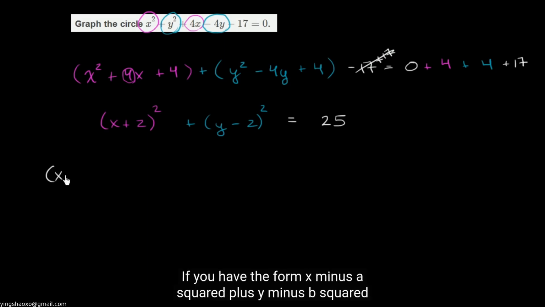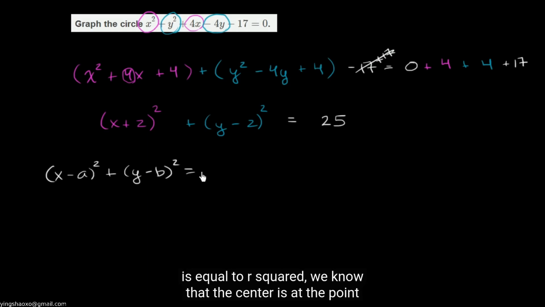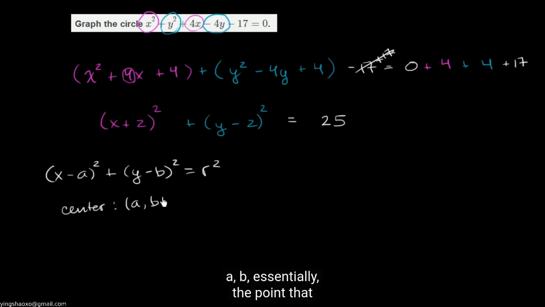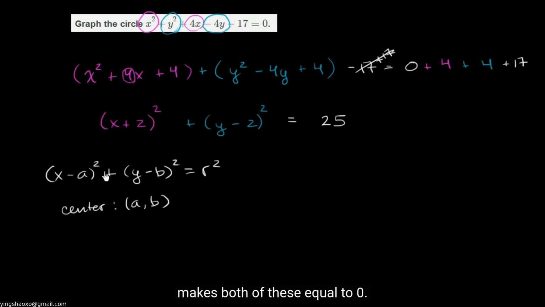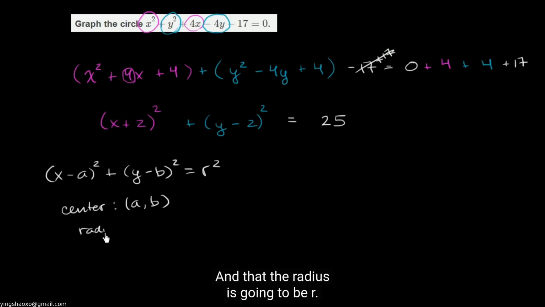If you have the form (x minus a) squared plus (y minus b) squared is equal to r squared, we know that the center is at the point a comma b, essentially the point that makes both of these equal to 0, and that the radius is going to be r.